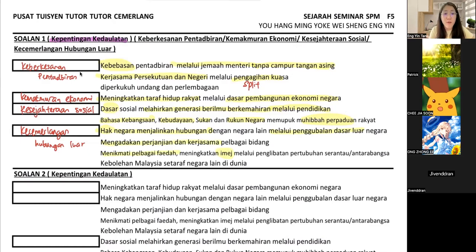Okay, this proved that the moment we have kedaulatan, Malaysia is actually able to enjoy the same status. Our status is the same. We also have the ability to be strong, be maju, be prosperous. Kebolehan Malaysia setara dengan negara lain. Okay, are you guys all good with this? Any questions here?